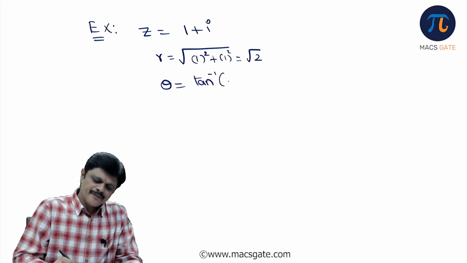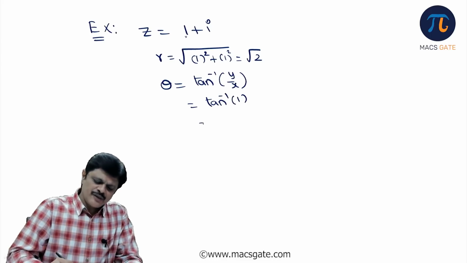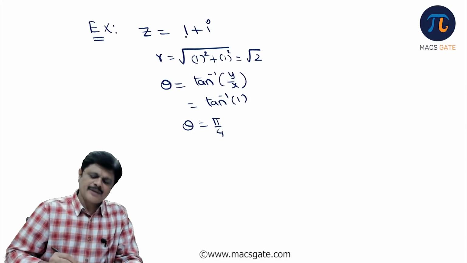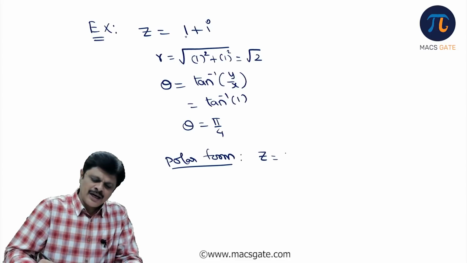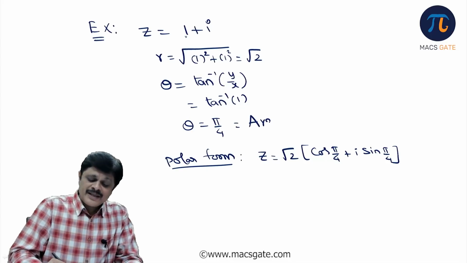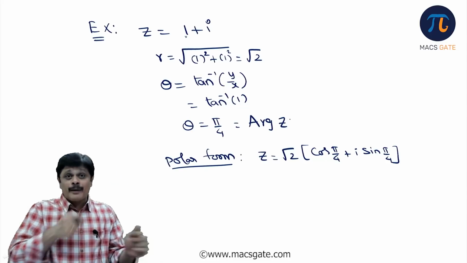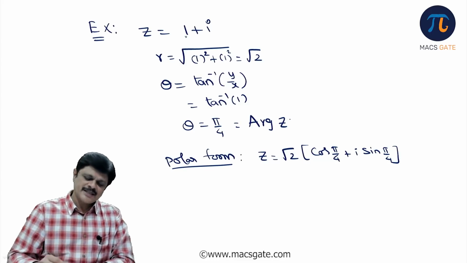What is theta? Tan inverse y by x. So x is 1, y is 1. So it is tan inverse 1. What is tan inverse 1? We know it is pi by 4. So theta is pi by 4. So what is the polar form for the complex number? The polar form is z equal to r, that is root 2 (cos pi by 4 plus i sin pi by 4). This pi by 4 which we have written is actually the principal argument, because this value lies between minus pi to plus pi.